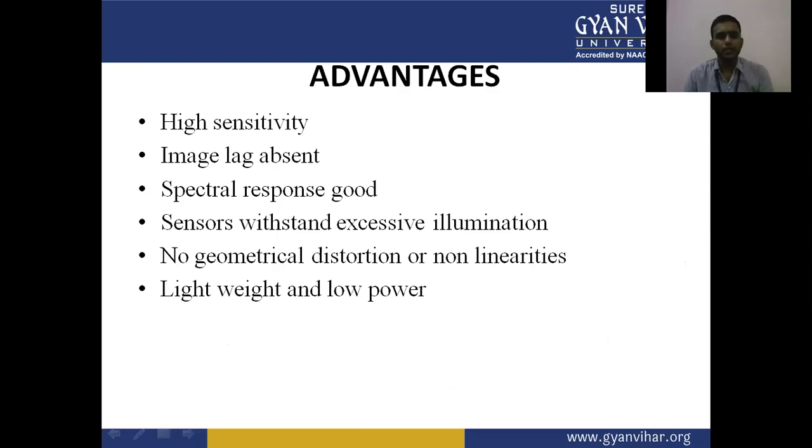The main advantages of CCD cameras are high sensitivity, image lag absent, good spectral response, the sensor withstands excessive illumination, no geometrical distortion or non-linearities, lightweight and low power. So these are the main advantages of the CCD camera. It is very important to understand the concept of CCD cameras.